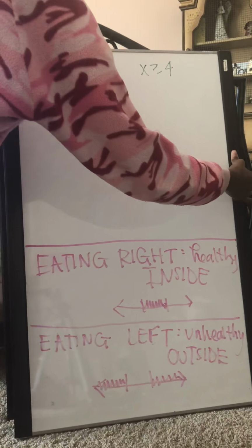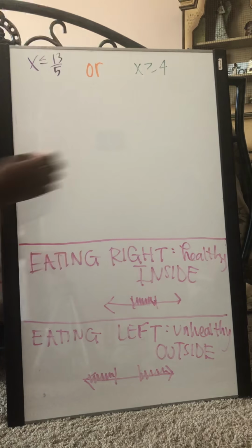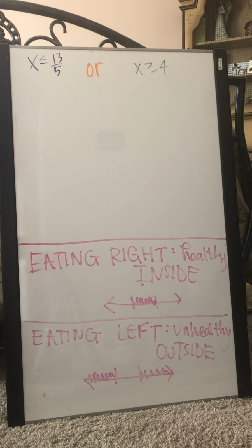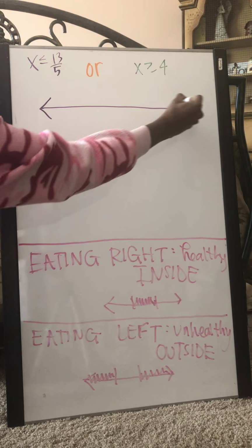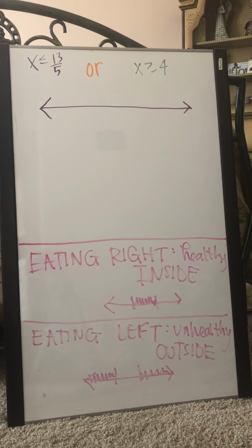So we need to draw them on a number line and go from there, okay? When you do it on the number line, make sure you write them right on top of each other. The first thing you need to determine is if 13 over 5 is bigger or smaller than 4. Go ahead and check that in your calculator. It should be somewhere between 2 and 3, so it's going to be less than 4.